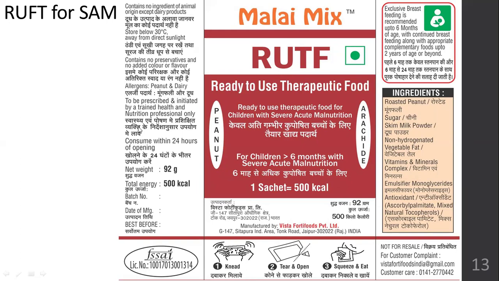Because you don't have to store this in the fridge. No need to refrigerate it. You don't require any other products to make this malai mix. Okay, it is ready made. The parents just have to tear the packet and give it to the child. The child will eat it like a candy, like a five-star candy. So that is the ready to use therapeutic food.